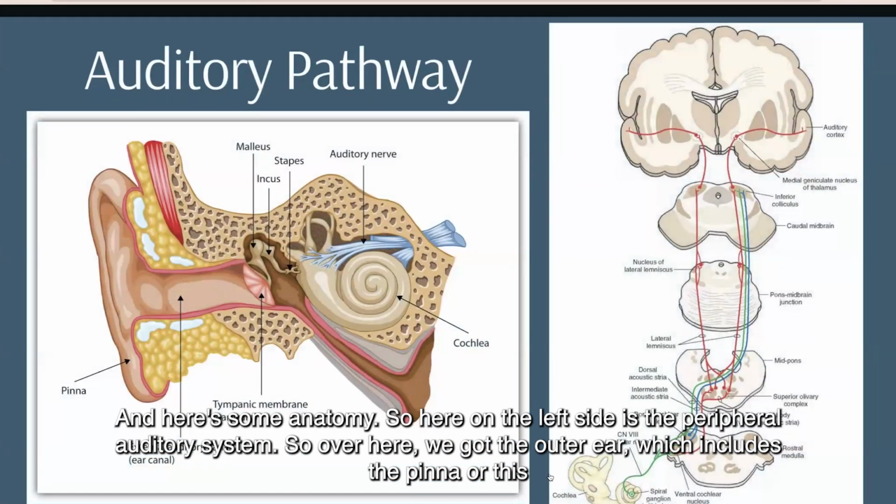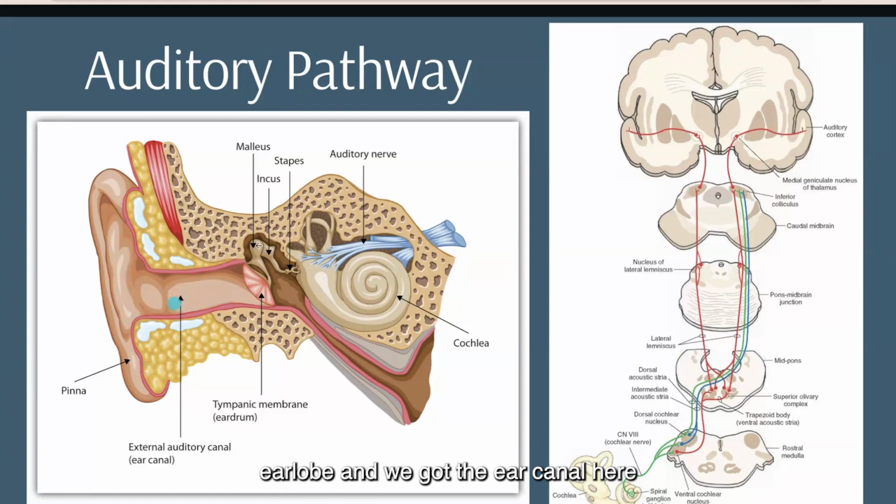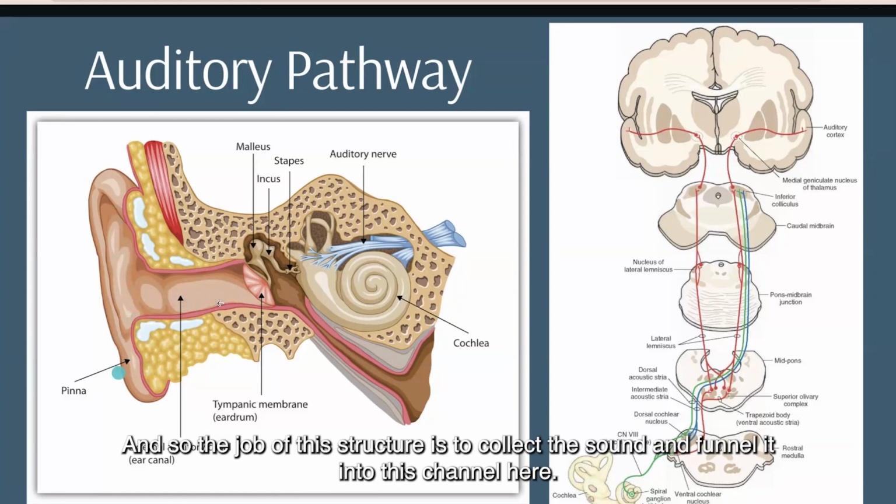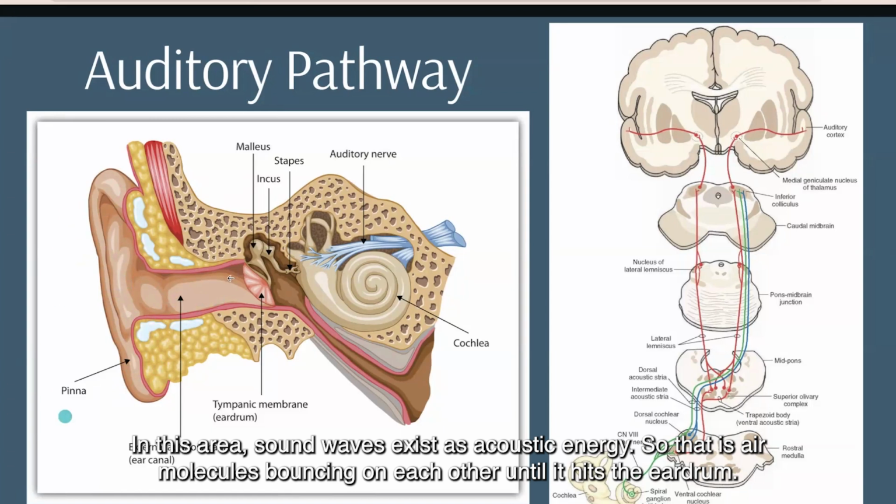And here's some anatomy. So here on the left side is the peripheral auditory system. Over here we've got the outer ear, which includes the pinna, or the earlobe, and the ear canal here. The job of this structure is to collect the sound and funnel it into this channel here. In this area, sound waves exist as acoustic energy, that is, air molecules bouncing on each other until they hit the eardrum.